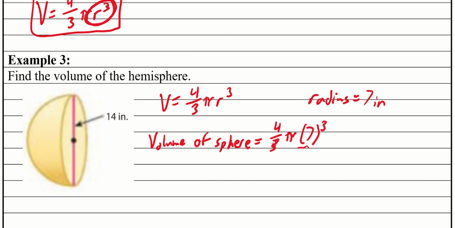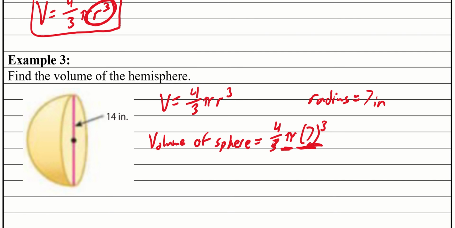So I'm going to start off, I want to do exponents first, so I want to cube the 7 first. So I'm going to type 7 cubed into my calculator, or in other words, 7 to the third power. So 7 to the third power equals 343. And then I'm going to multiply that by pi now. Should get something around 1077.